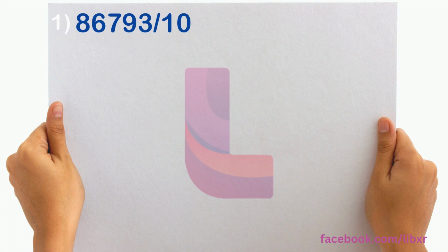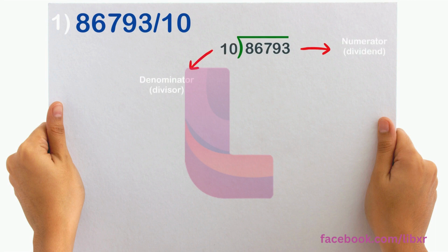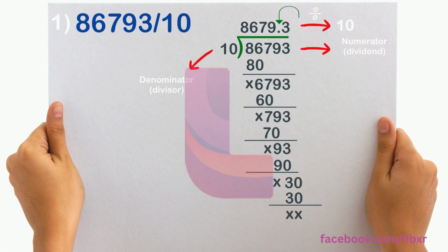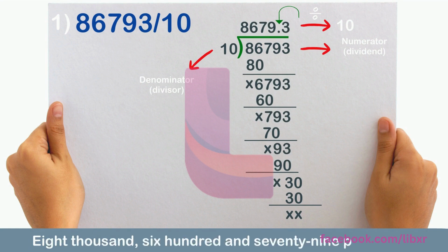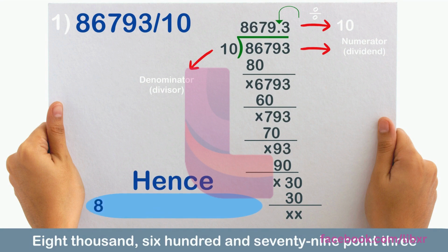86,793 by 10. 86,793 is the numerator. 10 has 1 zero, so we count 1 digit from the left and put the decimal point after it like this. So it becomes 8,679.3. Hence, 86,793 by 10 is equal to 8,679.3.